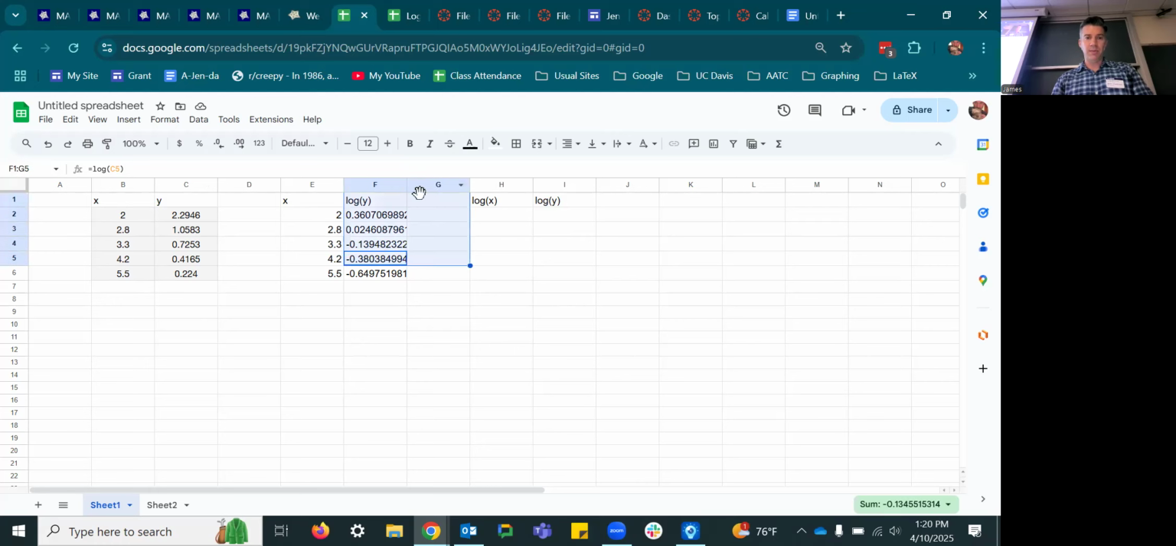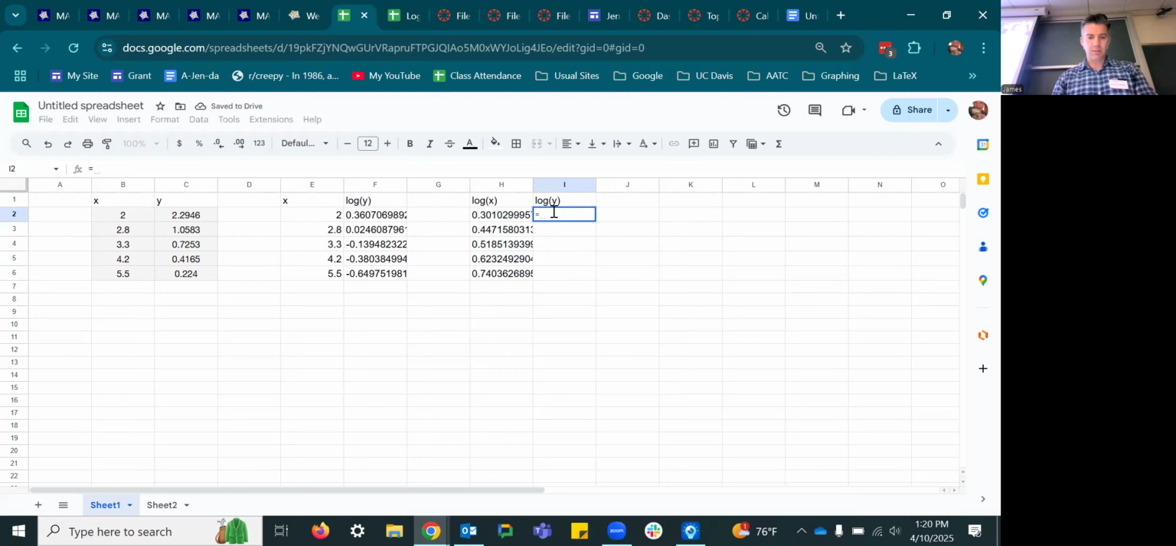Then same deal here. We want the log of the X's, so it's going to be log of B2. For some reason it doesn't want to drag down there. Fine. And then here, I can just say that's equal to log of C2 again, and then drag them down. Cool.